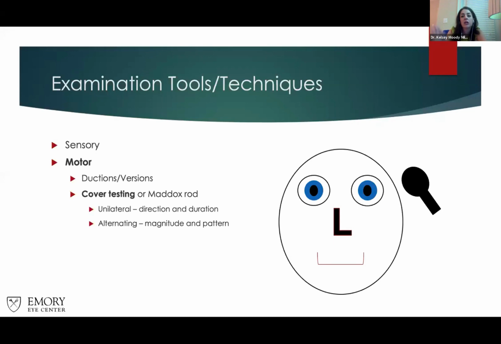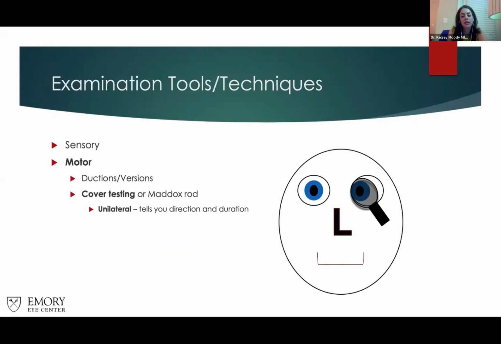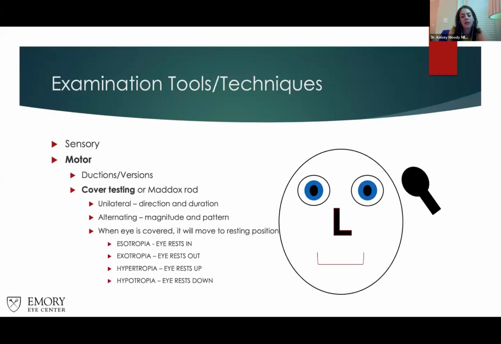Again, giving them a target at distance, and then you can also do this at near. For most of the things that we're talking about for neuro-ophthalmic etiologies, most of it will be at distance, although there are a few things that are dedicated purely to near, so we do want to check both. And so what you're going to do is cover the eye and uncover it. And what you're looking for is to see how the eye moves into the resting position.